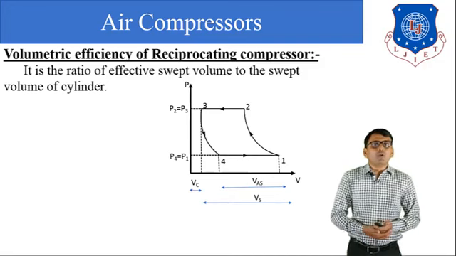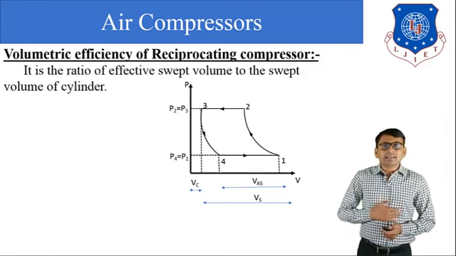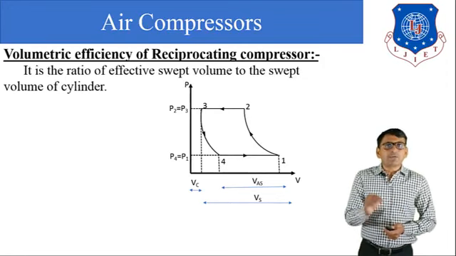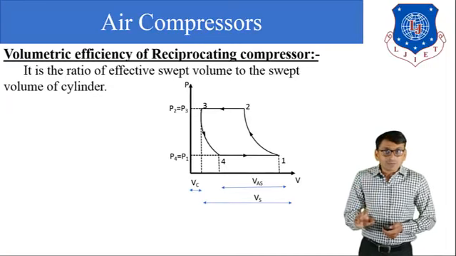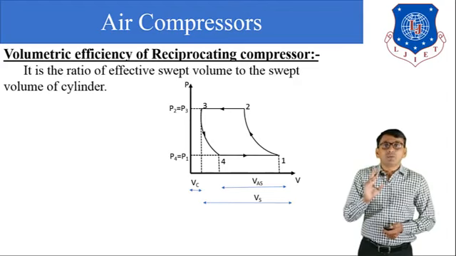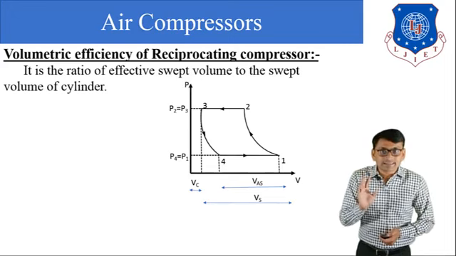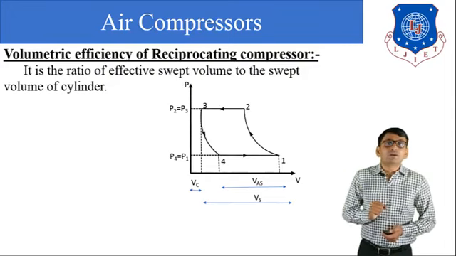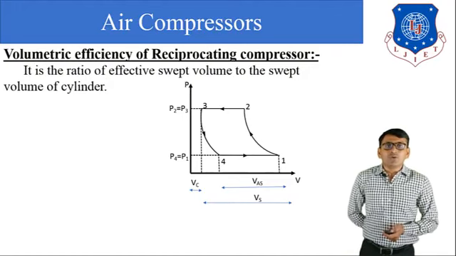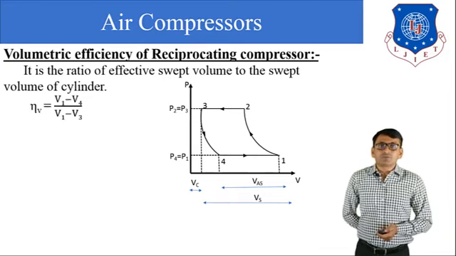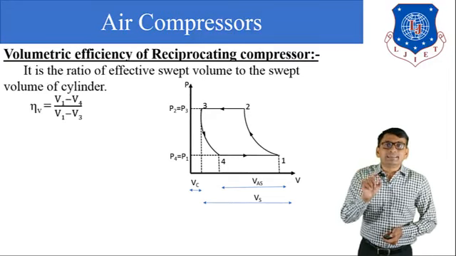Now next topic, volumetric efficiency of reciprocating compressor. It is the ratio of effective swept volume to the swept volume of the cylinder. Effective swept volume is denoted by V_AS in the diagram, and swept volume by V_S. So volumetric efficiency is V_AS divided by V_S.